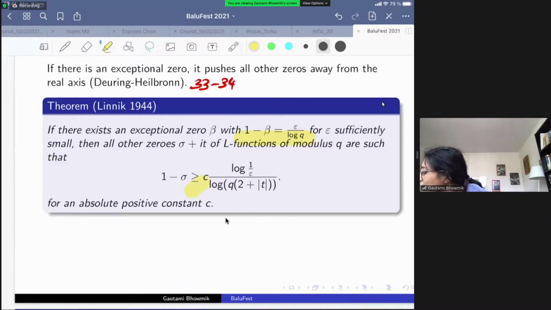Linnik used this to find the size of the least prime in an arithmetic progression. So what's nice about the way this result is stated is that we gain by this factor, log 1 by epsilon.